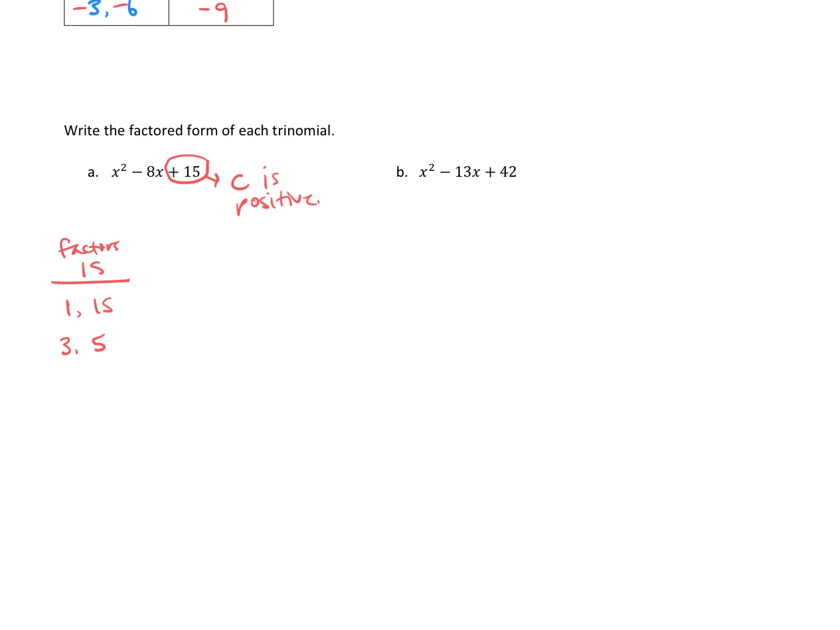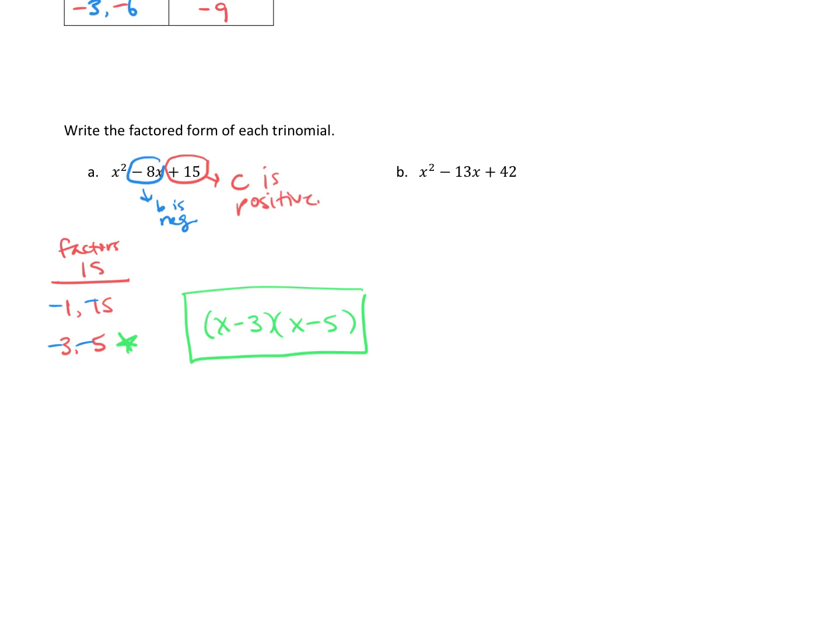Now look at your b value. Your b value is negative. So if your b value is negative, that means we need negative factors, and we make them all negative. That's the only way, if these are both negative, to multiply to that positive 15. All right, do we see a pair that's going to add up to a negative 8? And hopefully you guys are already finding that negative 3, negative 5. So that will factor into the two binomials, x minus 3 times x minus 5. And there's our factored form of that trinomial.